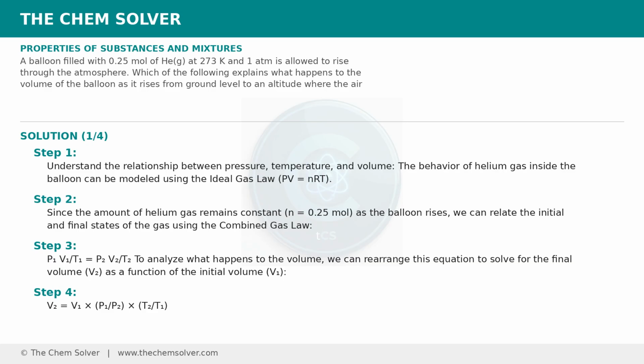We can rearrange this equation to solve for the final volume, V2, as a function of the initial volume. V2 equals V1 times P1 over P2 times T2 over T1.